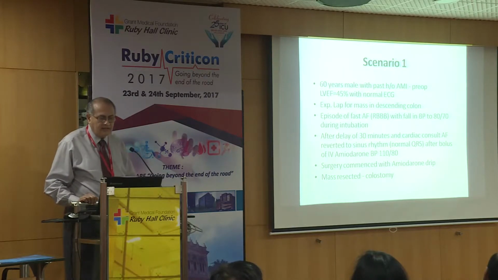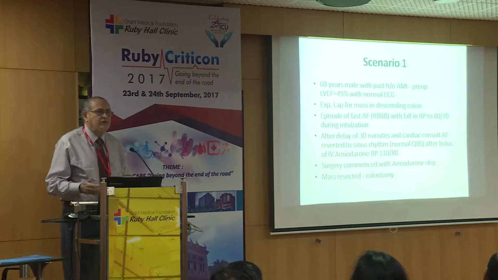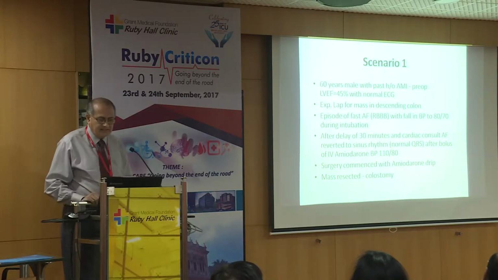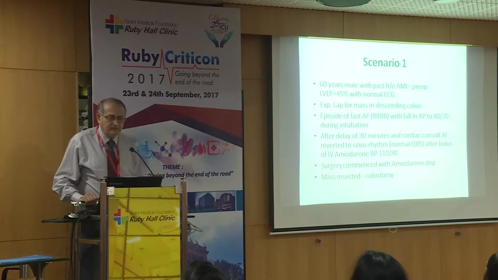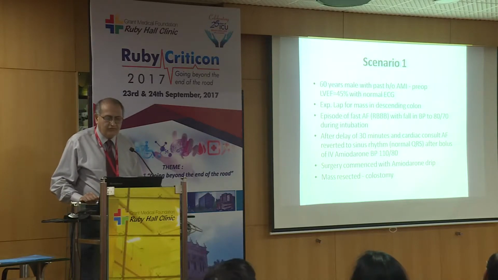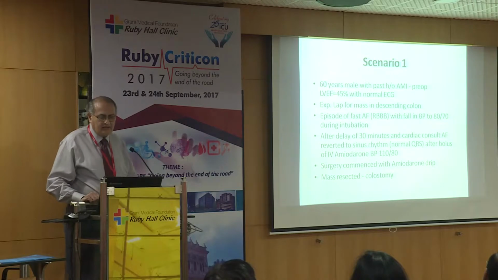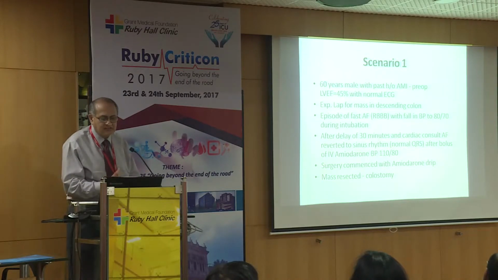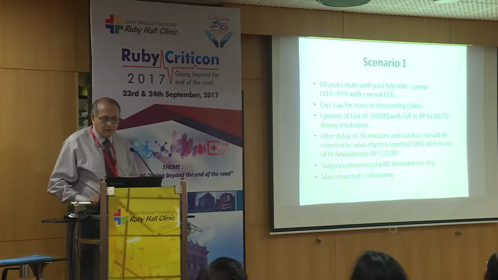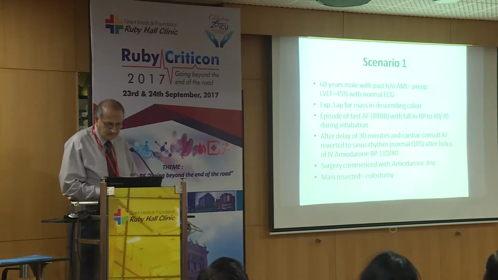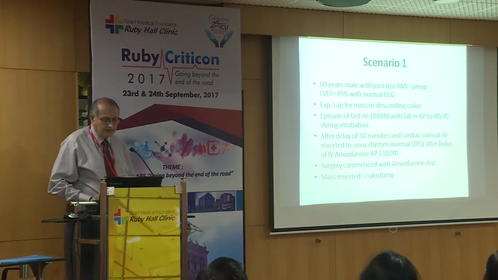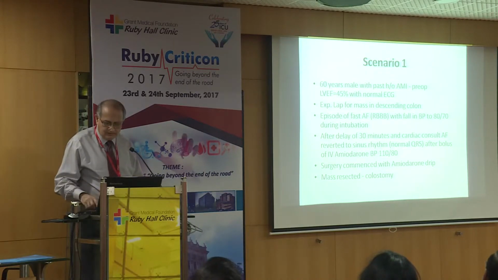Suddenly he had an episode in the theatre, just before they could open up, and just before the anesthetist could start the surgery. The patient developed a fast atrial fibrillation with a rate-related bundle branch block, with a fall of blood pressure to 80 during the time of intubation. After a delay of 30 minutes and a cardiac consultation, the atrial fibrillation returned to sinus rhythm with a normal QRS, after a bolus of IV amiodarone given by the cardiologist. Surgery commenced with an amiodarone drip, the mass was resected, and a colostomy was done.